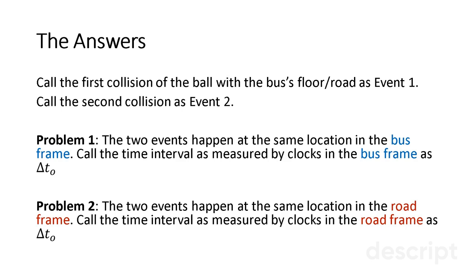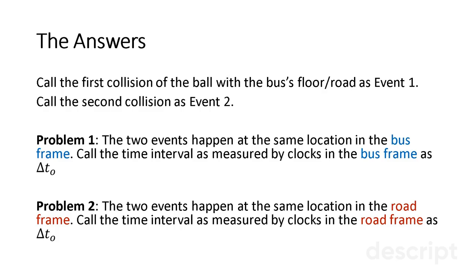But when seen from the road frame, the entire bus is moving. Together with that, the spot at which the ball is dropped is also moving. So the two events are happening at different locations in the road frame. In problem 1, we call the time interval as measured by clocks in the bus frame the proper time interval.